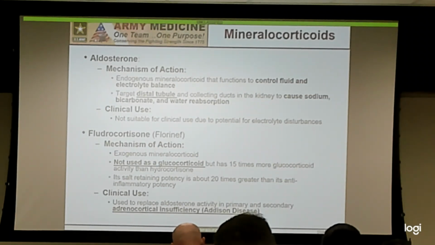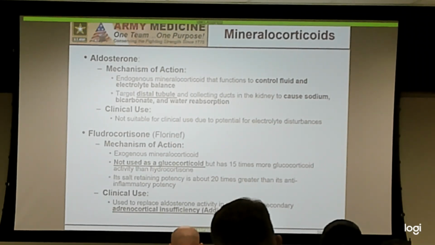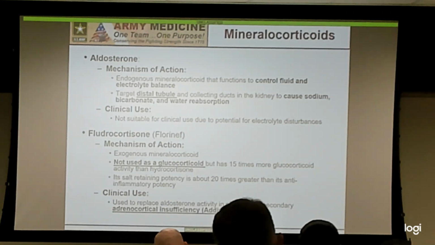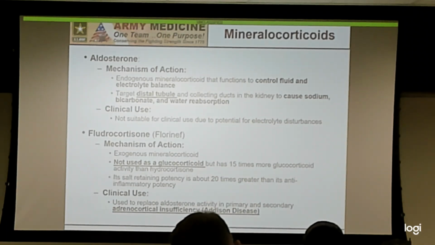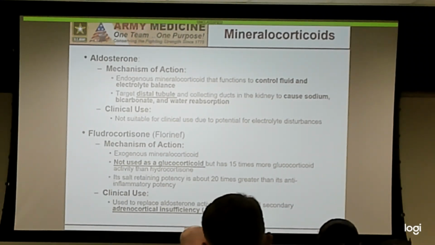We talked about our watered down Kool-Aid. When you're looking at your medications, you have your fludrocortisone. Mechanism: exogenous. Does that mean that our body makes it? When you hear exogenous, we make it. Endogenous means that it's your body's natural, it comes from you. So what we made was fludrocortisone to get a better response than what our aldosterone does. So it's mimicking. It's not used as a glucocorticoid, but has 15 times more activity than our hydrocortisone.